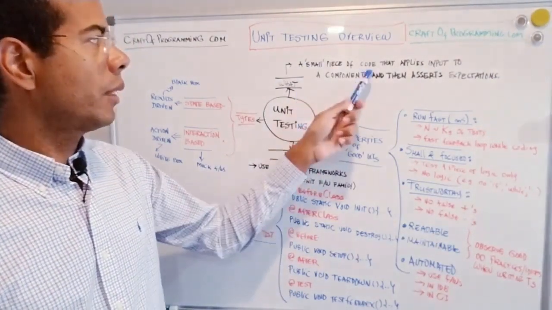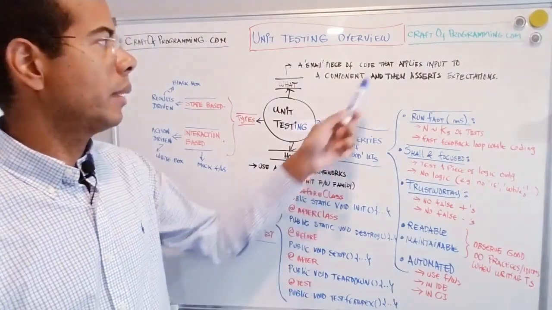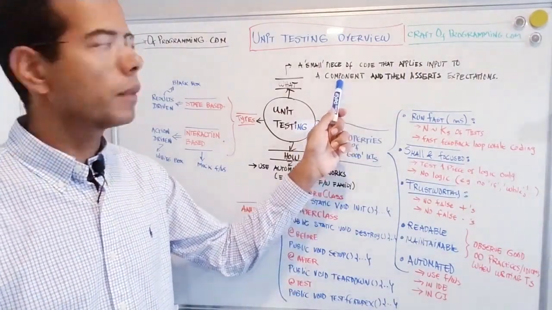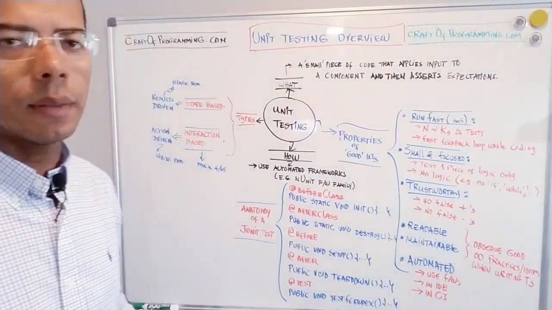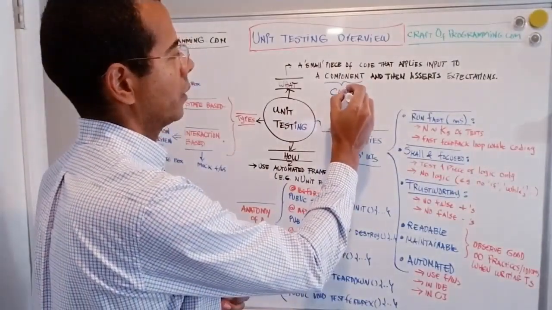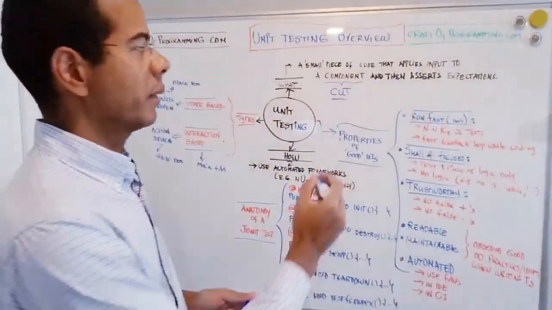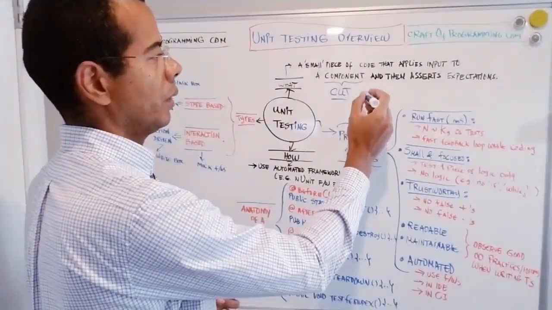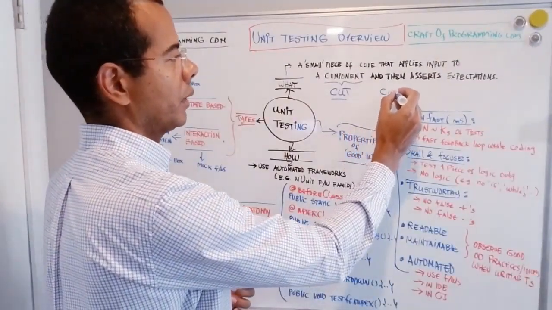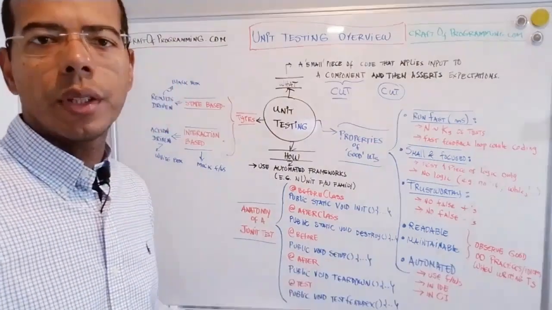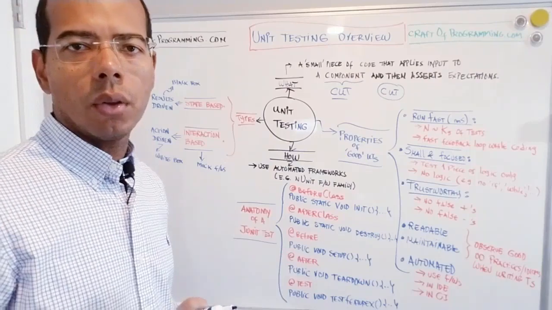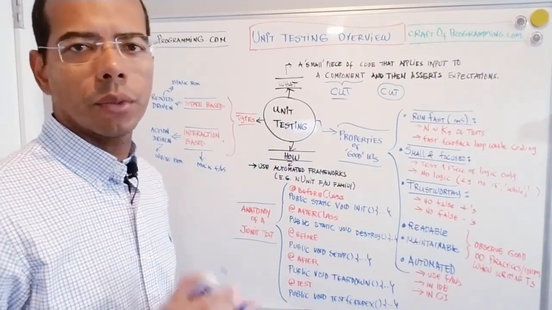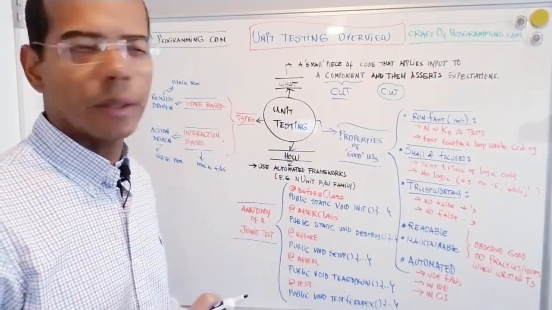A unit test is essentially a small piece of code that applies an input onto a component and then asserts or verifies the expectations that you set. Typically a component is referred to as CUT, or component under test. At the level of granularity of a unit test, it is a class or a very small group of classes which are very related to each other.